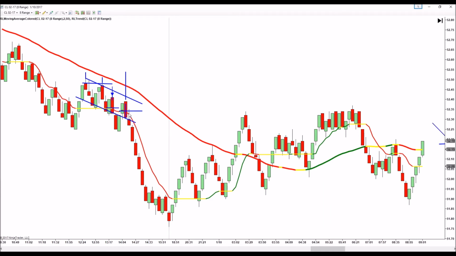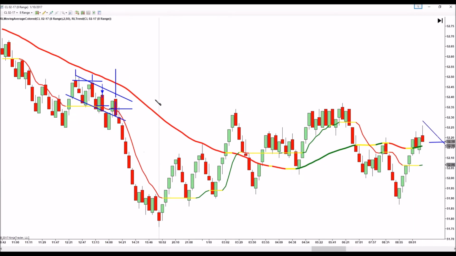So these are what we're looking for. We're looking for channels into the trend. In other words, in order to form an area of consolidation, you've got to have at least 4 candles in a row. By definition, that's how we define it.